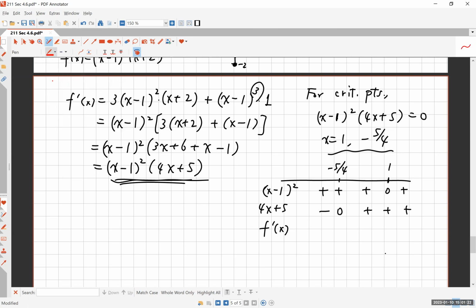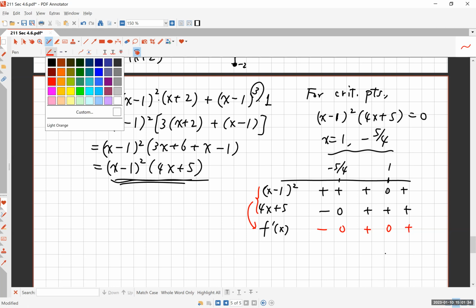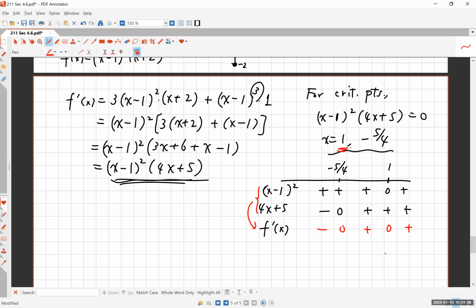All right, so combined, these will give you f prime, and that's negative, 0, positive, 0, positive. By the way, remember 1 was a root of multiplicity 2. You have the factor x minus 1 twice. And so that indicates the fact that the sign doesn't change on both sides of 1. It's plus and plus. All right, so graphically, it's going to look like this.